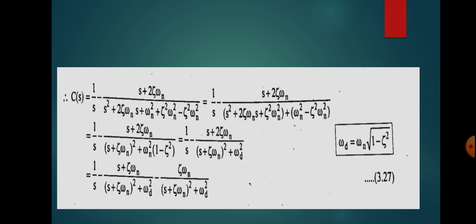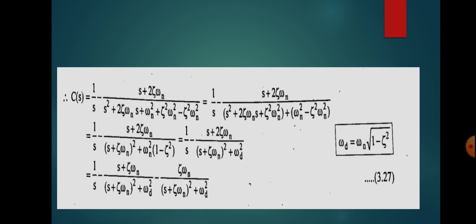So that you will get C of s is equal to 1 by s minus s plus 2 delta omega n divided by s square plus 2 delta omega n s plus omega n square plus delta square omega n square minus delta square omega n square. You can see that I am introducing delta square omega n square terms in the denominator by adding and subtracting the same terms, so that you can write the denominator as a perfect square.